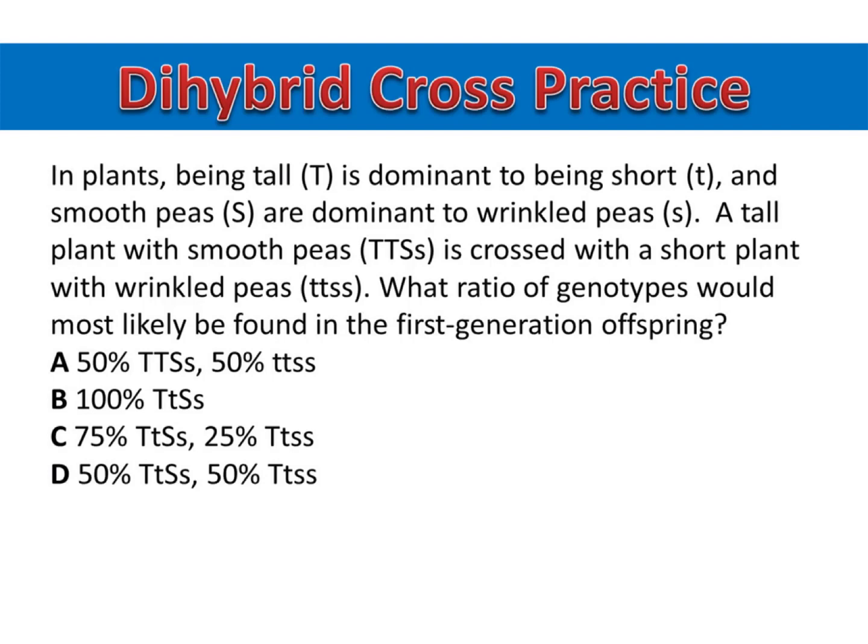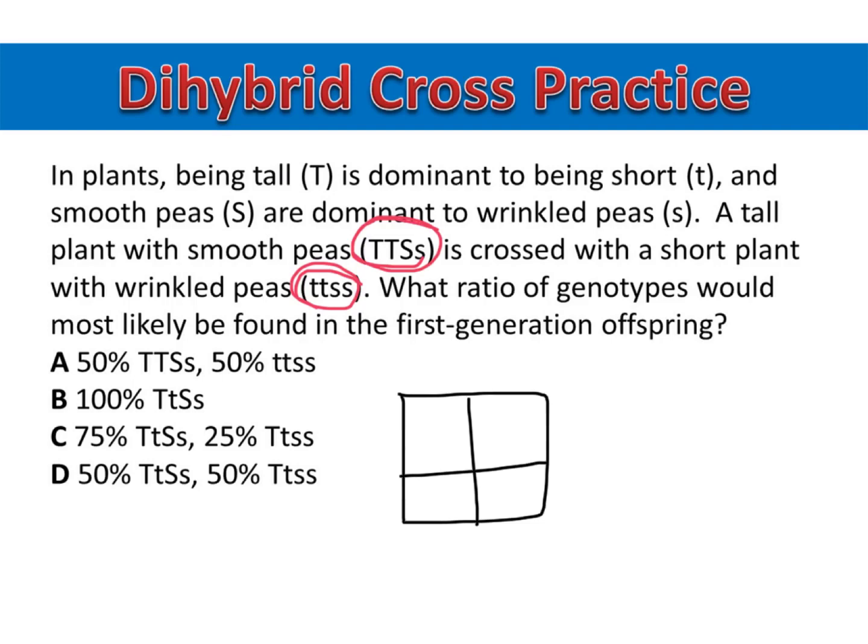So I always want to make sure I understand what genotypes I'm working with. So I have big T, big S, and my other is little t, little s. So knowing that, I can make my Punnett squares. Since I have two traits, I'll need two Punnett squares.